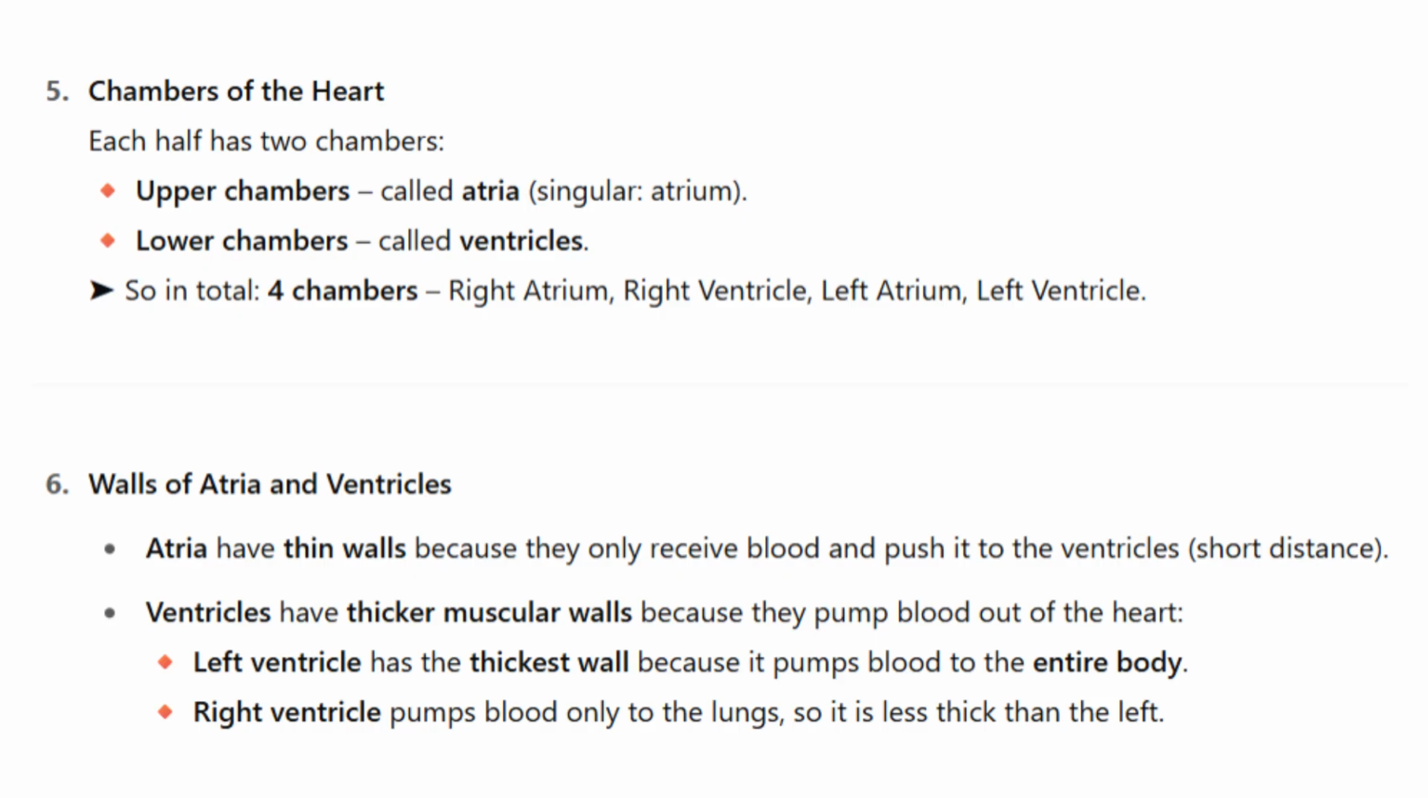Walls of atria and ventricles. Atria have thin walls because they only receive blood and push it to the ventricles, a short distance. Ventricles have thicker muscular walls because they pump blood out of the heart. The left ventricle has the thickest wall because it pumps blood to the entire body. The right ventricle pumps blood only to the lungs, so it is less thick than the left.